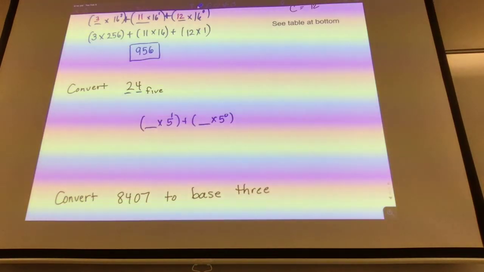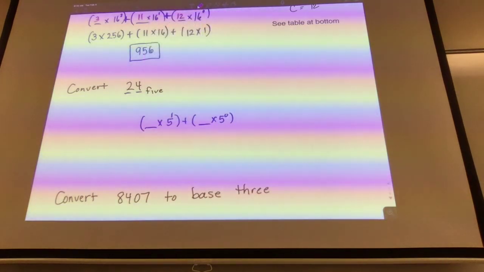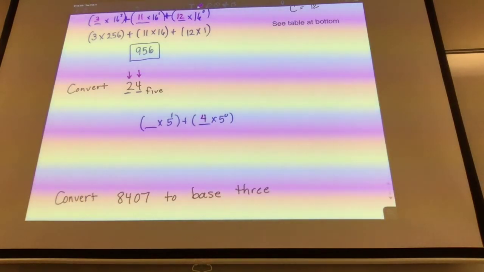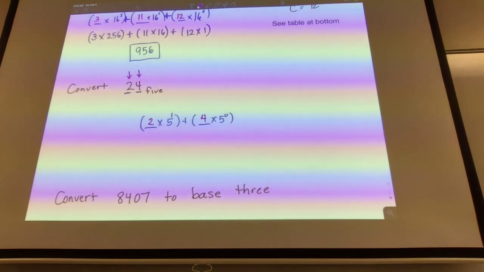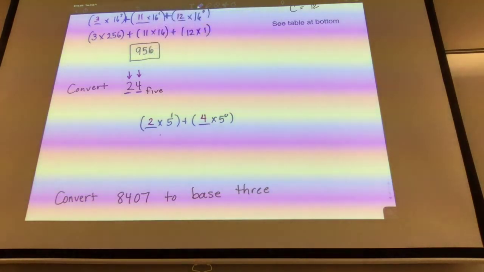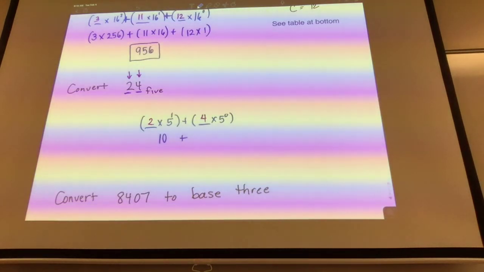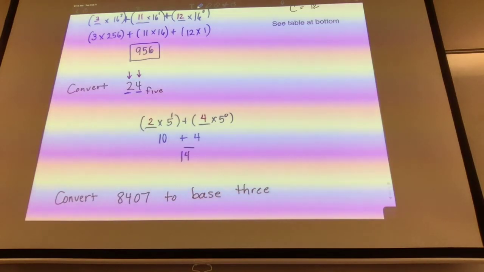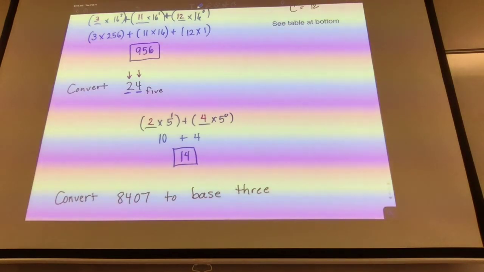Now I'm going to plug in the 4 here and the 2 here. 5 to the first power is just 5, so 2 times 5 is 10. And 4 times 5 to the 0 power is just 1, so 4 times 1 is 4, so this is just 14. So 24 base 5 is equivalent to 14.